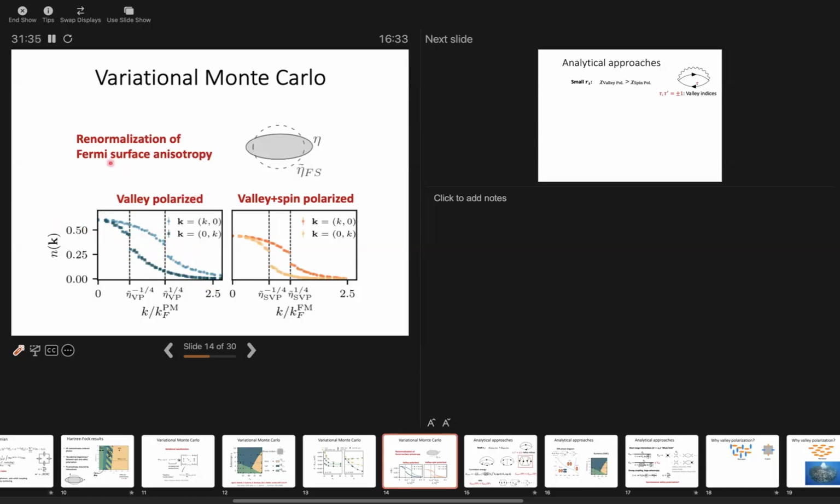This is actually in the valley polarized phase. It turns out that the anisotropy you get from this calculation is modified compared to the bare anisotropy, but not to such an extreme degree as you get within Hartree-Fock. So Hartree-Fock really exaggerates this renormalization of the anisotropy.